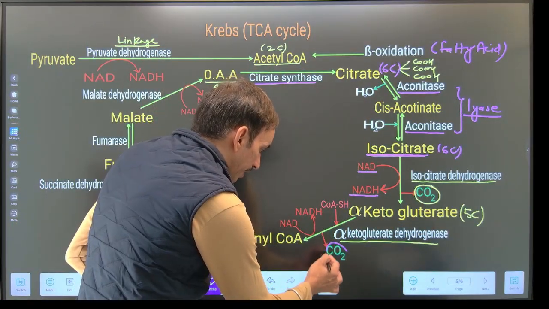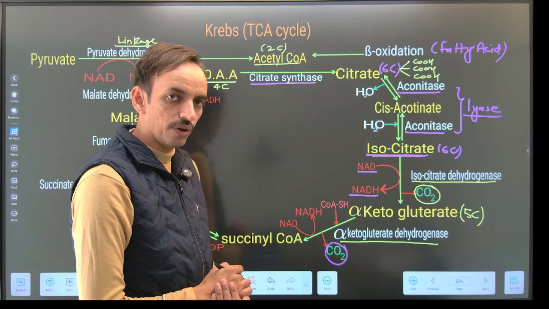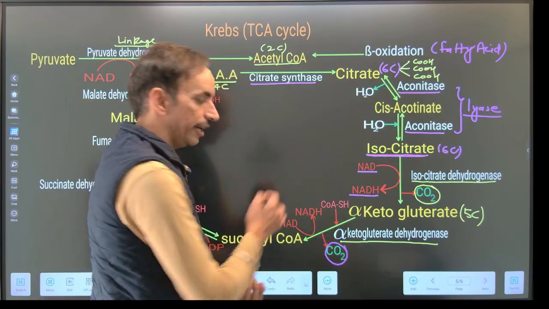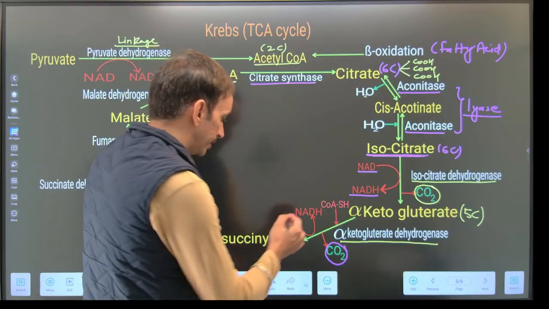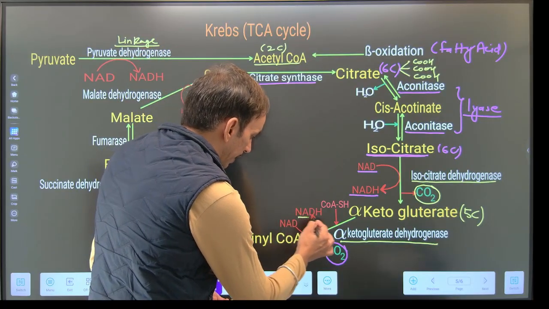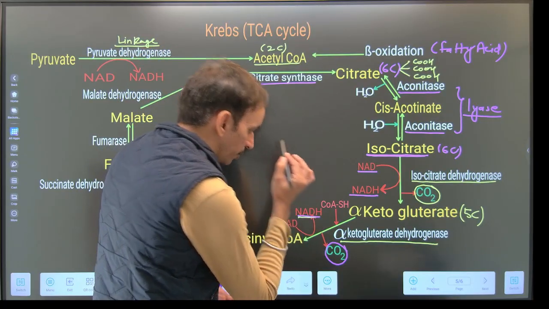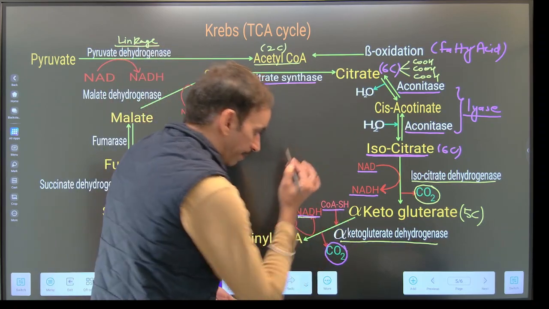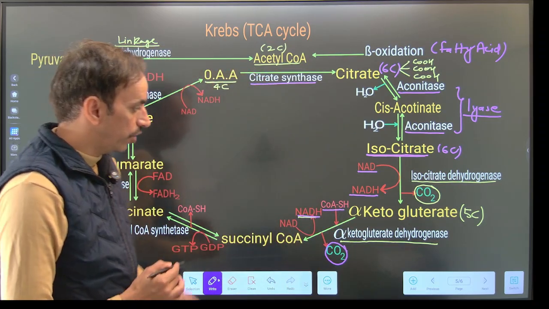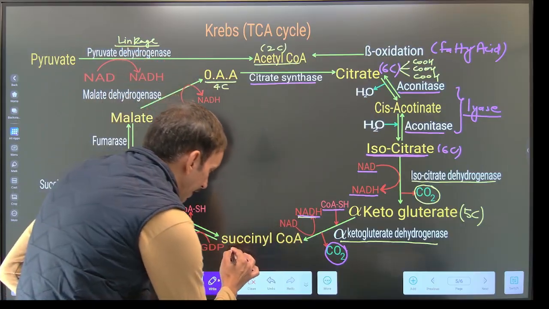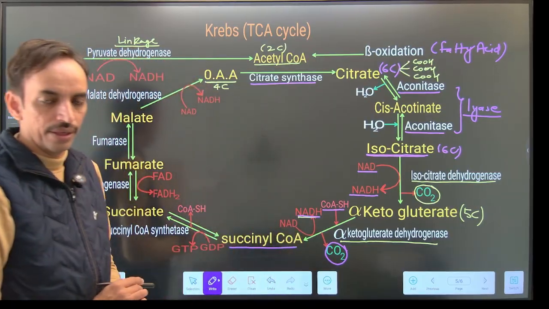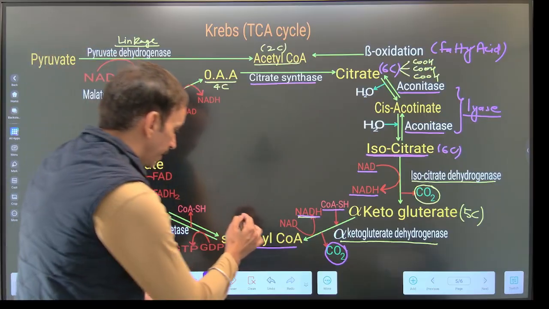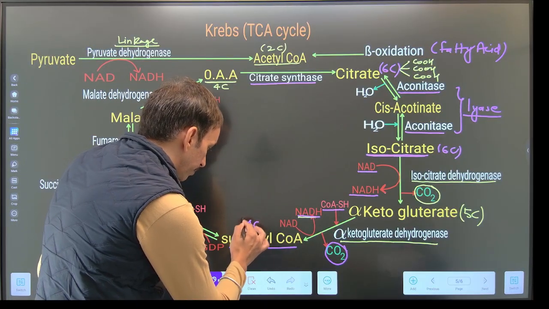Again, there is a loss of a carbon in the form of carbon dioxide. Similarly, these dehydrogenases, these are the oxidoreductases, lead to the formation of another NADH molecule. At the same time, there is an addition of a coenzyme A that lead to the formation of succinyl coenzyme A. And this succinyl coenzyme A, it is a 4-carbon molecule.